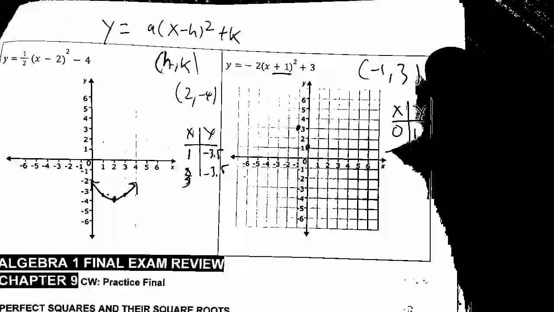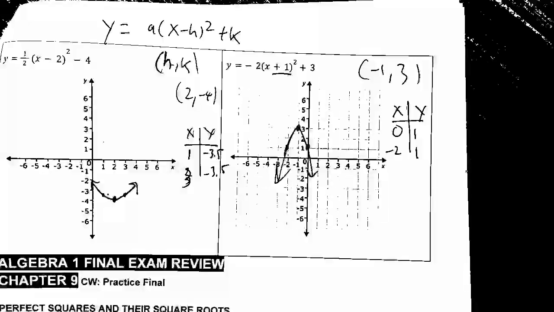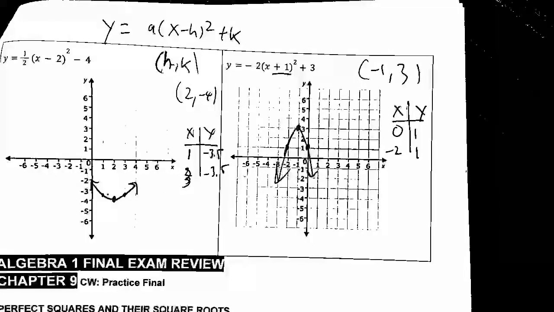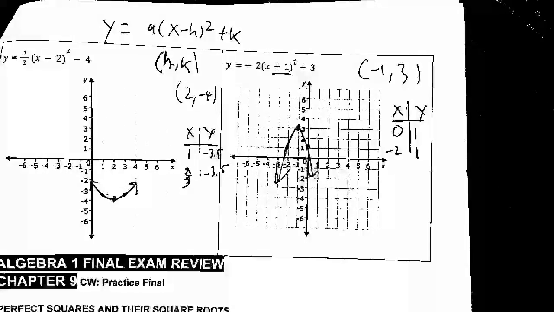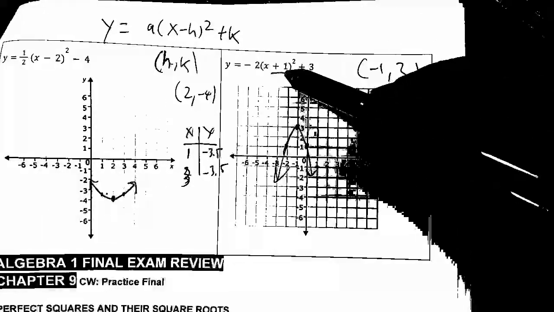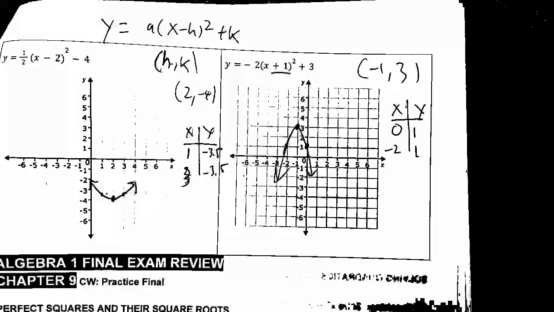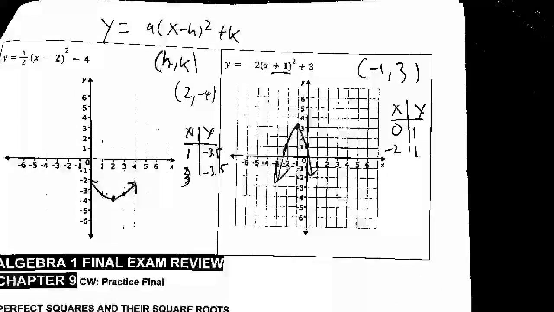And if 0, 1 is a point, then -2, 1 must also be a point because it's symmetrical, right? Would it not be -1 and -3? No, it'd be -1, +3 because the K stays the same, but the H is the opposite of whatever's in there. Is it enough just to do like 3 points? Yes.